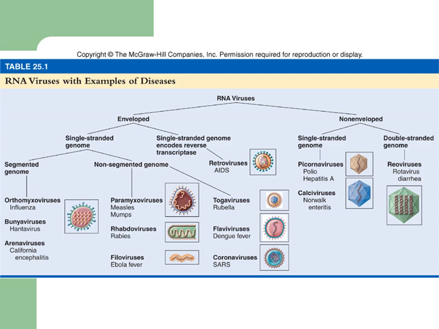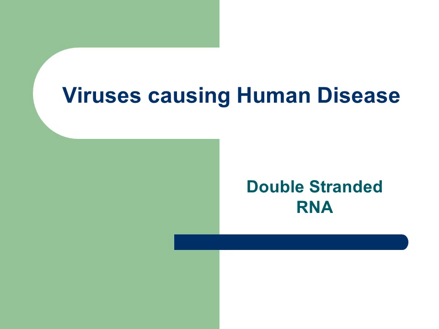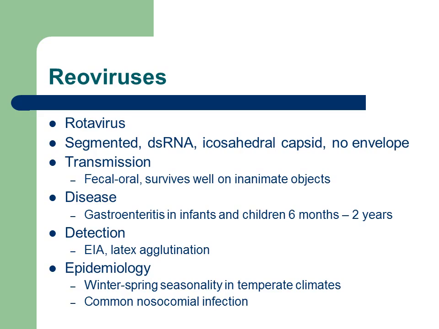So for our RNA viruses, we have enveloped, we have the non-enveloped, we have in our non-enveloped single-stranded genomes and double-stranded genomes. So here is a nice little schematic of all the different RNA viruses. And again, we're going to focus on those that cause human disease, and we're starting out with the double-stranded RNA viruses. And we're going to start out by talking about the reoviruses.